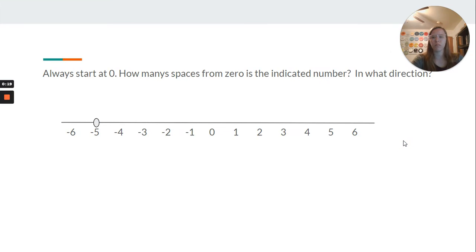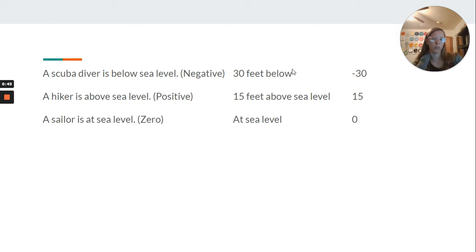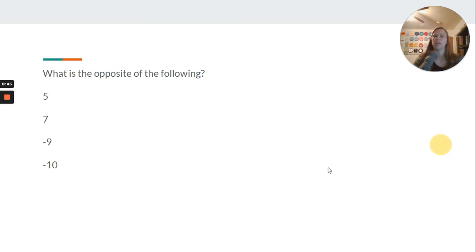So here we go. We first looked at counting on a number line. You always start at 0, you count that many spaces away, and then the direction indicates negative or positive. We talked about real life situations of positive, negative, and 0. If you're below sea level, you would be negative, above is positive, and 0 is at sea level. So negative 30, 15, 0.